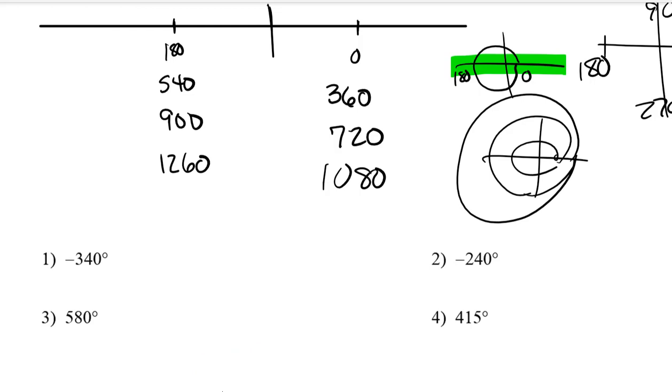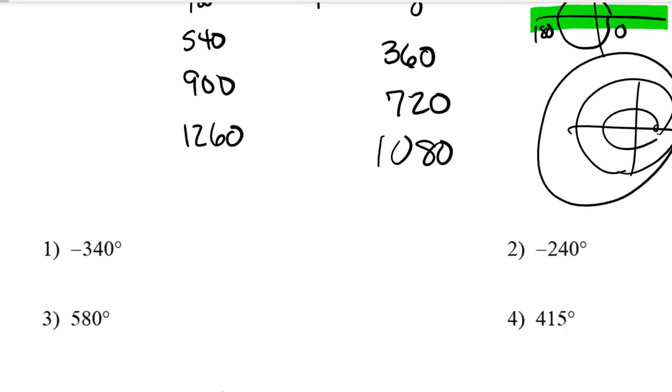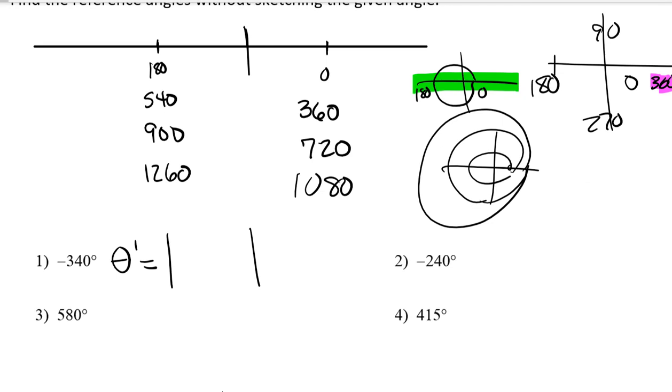When we go to set this up, here's how I want you to write your work. We're going to have theta prime equals, and I want you to write the absolute value bars, because it's always going to be the positive distance from the angle to the x-axis. In this case, if I ignore the negative sign, the value closest to negative 340 would be 360. So all we're going to do is 360 minus 340, and when we do that, we get a value of 20 degrees.